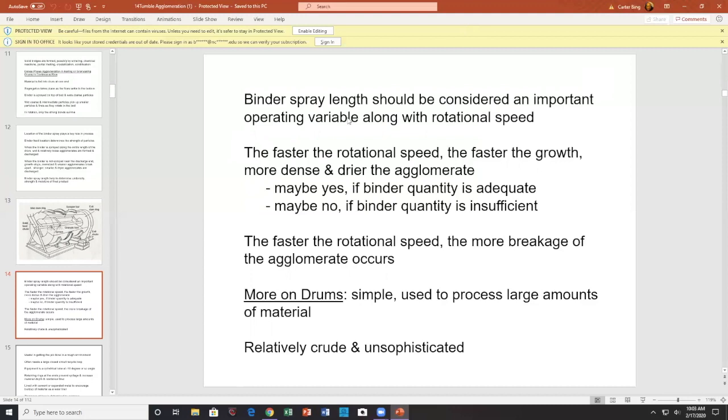Faster the rotational speed, the faster the growth, the more dense, the drier the agglomerate. Well, maybe yes, if the binder quantity is adequate. Maybe no if the binder quantity is insufficient. Faster the rotational speed, the more breakage of the agglomerate occurs.